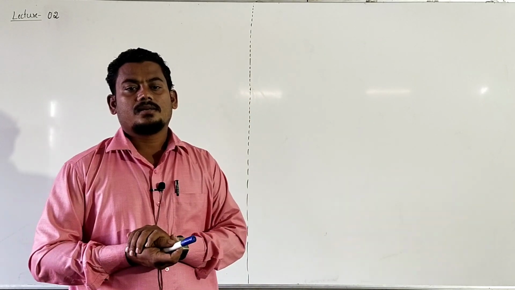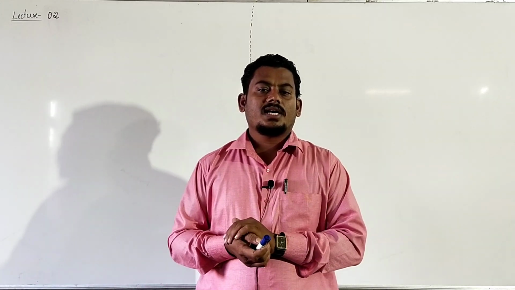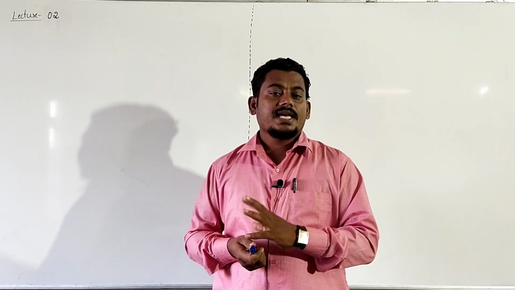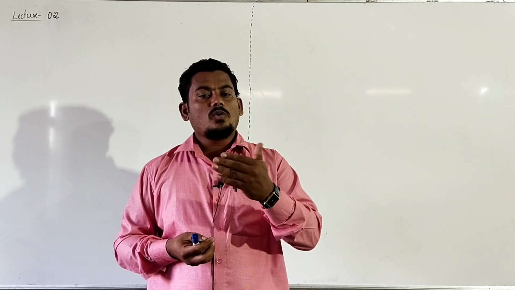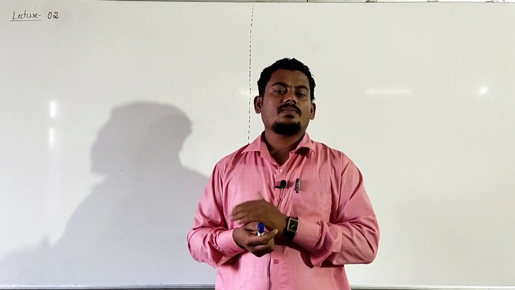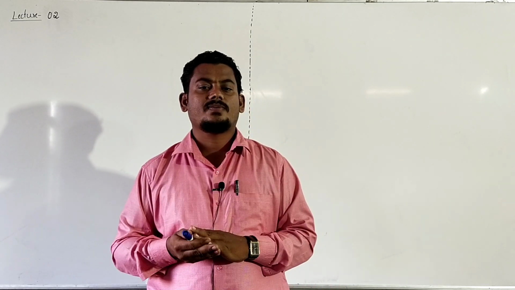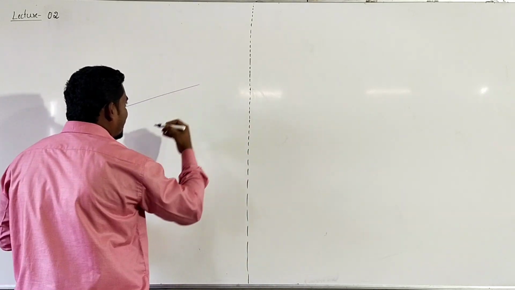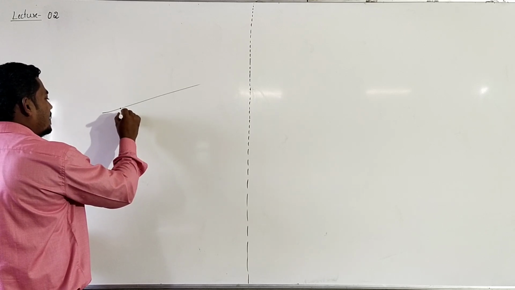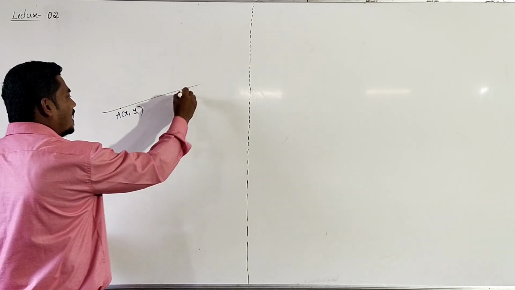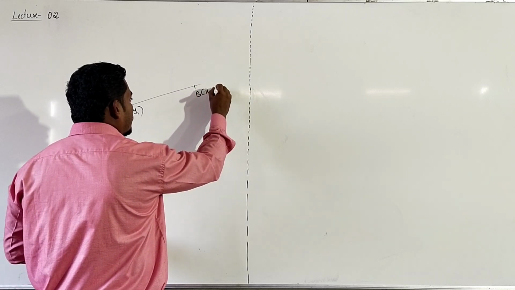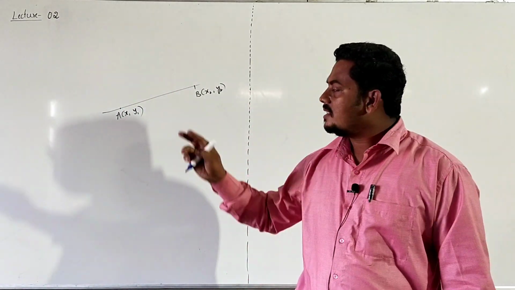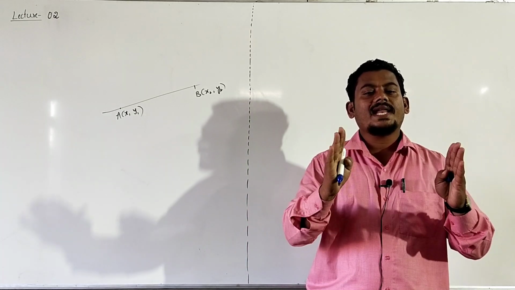Next concept, find the slope of the line joining 2 points. Instead of giving the inclination of the line, how do we find the slope of the line? Suppose 2 points on the line are given, for example, points A of x1, y1 and B of x2, y2. In such cases also we can find the slope of the line, right? Without giving the inclination, we can find the slope when 2 points on that line are given.